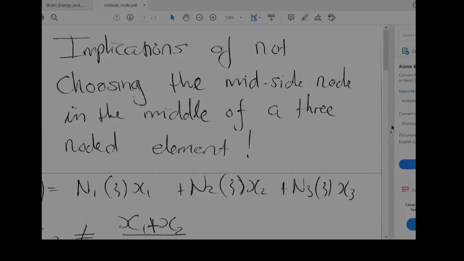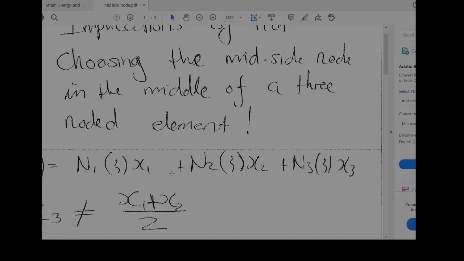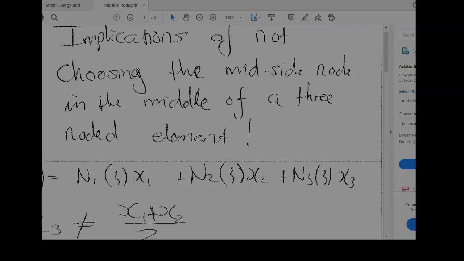Okay, so what I want to round off with, in our understanding of shape functions and where we put the nodes, how we do the meshing essentially, is to talk about what happens if our mid-side node is not in the middle of a three-noded element. So I've got a quadratic element, x1, x2, x3 are the nodes that I'm putting down. I'm choosing where I put them, but I now choose to put x3 such that it's not in the middle of x1 and x2. This is what I'm choosing now. What is the implication of that?